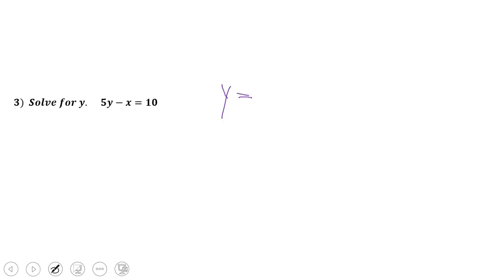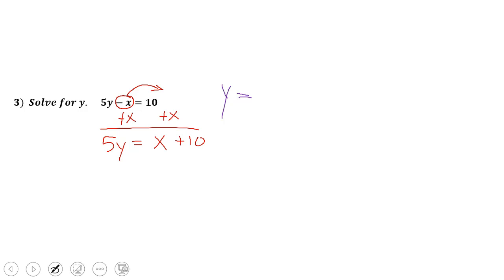So the first thing we recognize that we need to move is this negative x term. I need to move it to the other side. So I'm going to add x to both sides. Okay? So now 5y is equal to, and I always like to write the variable term first, so I am going to do that. x, that 10 is positive, so plus 10.